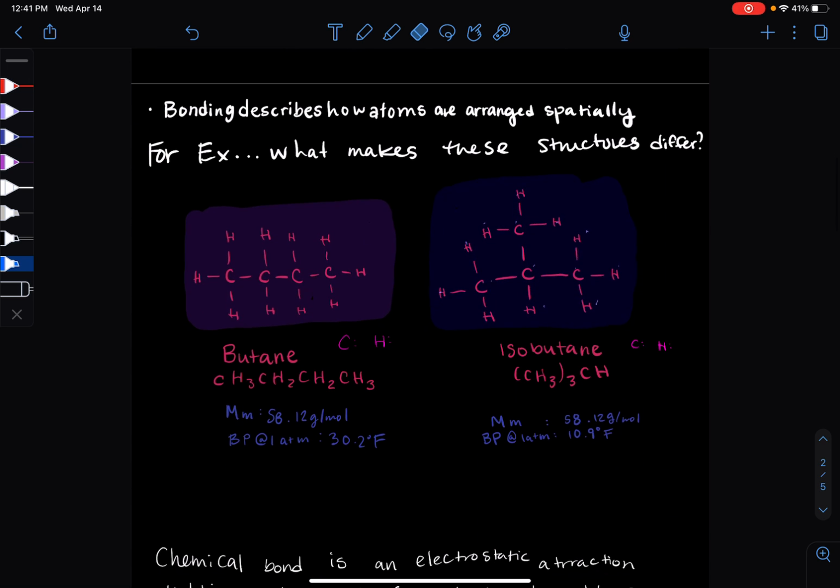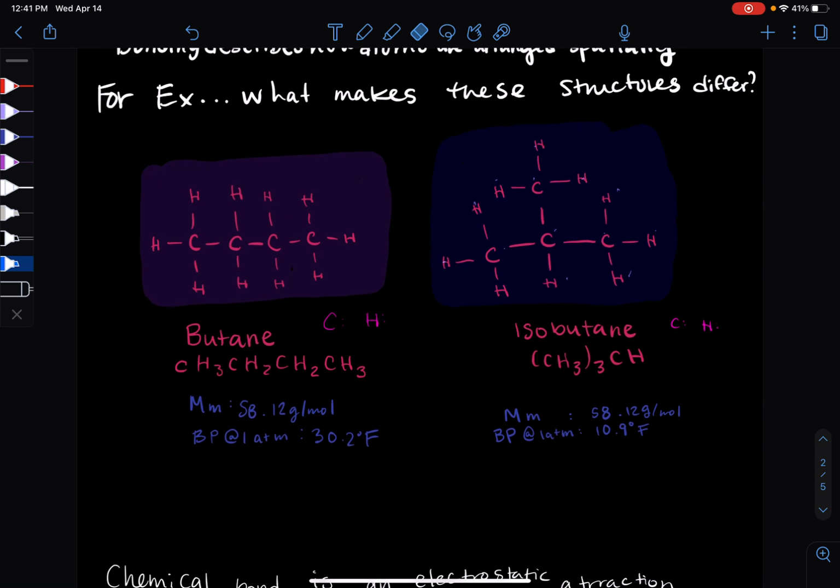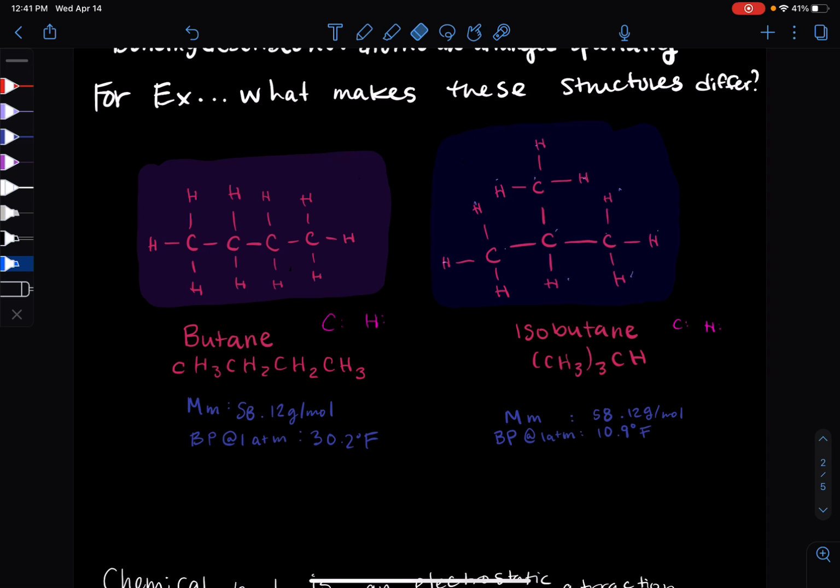So to start off, let's just define it. Bonding describes how atoms are arranged spatially. So for example, what makes these two structures different? If we count up all the carbons on the left, we have 1, 2, 3, 4, and the hydrogens are going to be 1, 2, 3, 4, 5, 6, 7, 8, 9, 10, okay? And then if we go to the right, we have 1, 2, 3, 4 carbons. And then if we go to hydrogens, it's 1, 2, 3, 4, 5, 6, 7, 8, 9, 10 hydrogens.